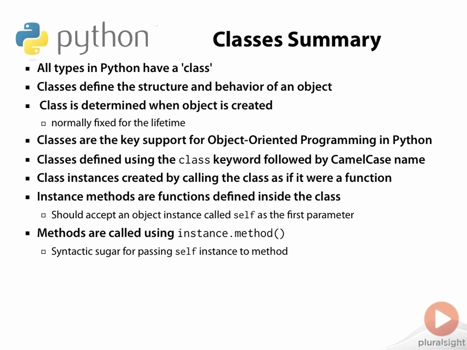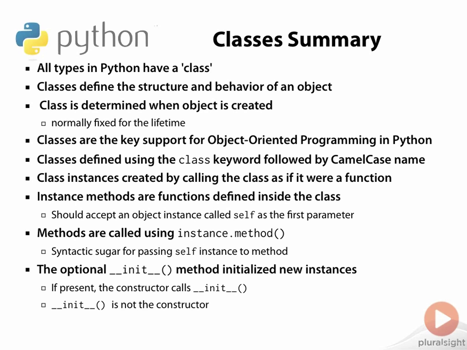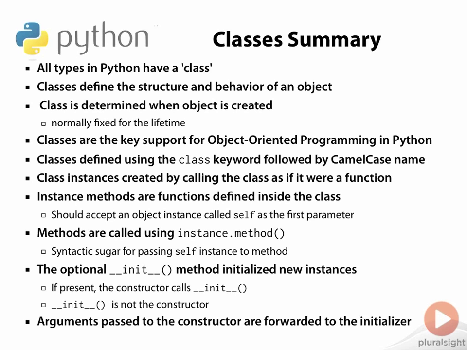to the method. An optional special initializer method called __init__ can be provided, which is used to configure the self object at creation time. If present, the constructor calls the __init__ method. __init__ is not the constructor. The object has been constructed by the time the initializer is called. Arguments passed to the constructor are forwarded to the initializer.